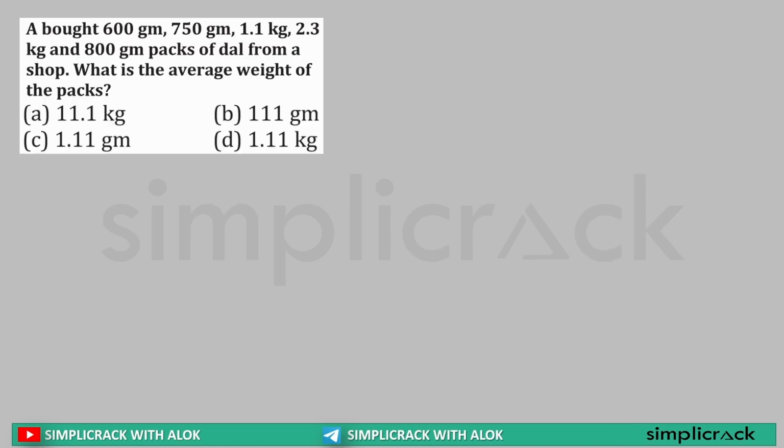Sir, A bought 600 gram, 750 gram, 1.1 kg, 2.3 kg, 800 gram packs of dal from a shop. What is the average weight of the package? Understand this. Whenever you are taking the average, it should be calculated on the same unit. That means if it is in gram, then gram should be used, or if it is in kilogram, then kilogram should be used. If it is in meter, then meter should be used. If it is in kilometer, kilometer should be used. If it is in hours, hours are used, or if it is in seconds, seconds will be used. Clear?